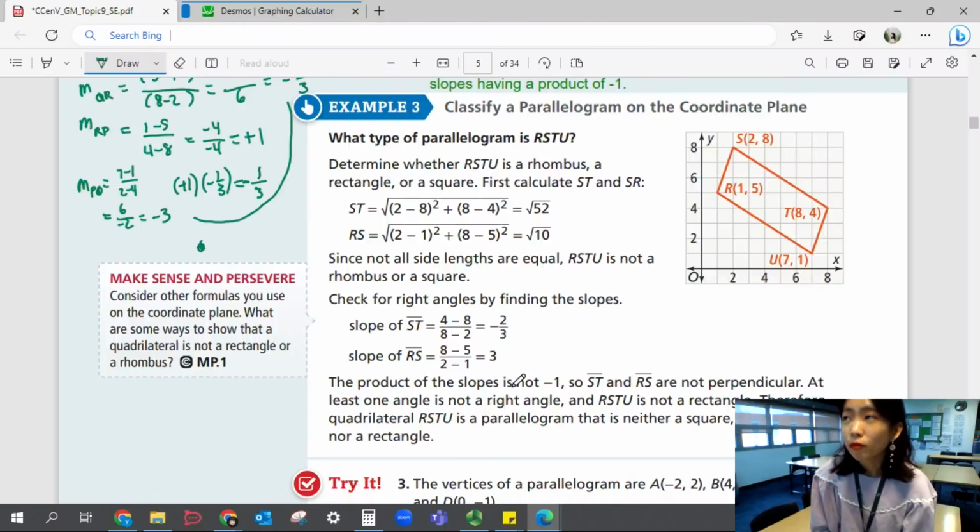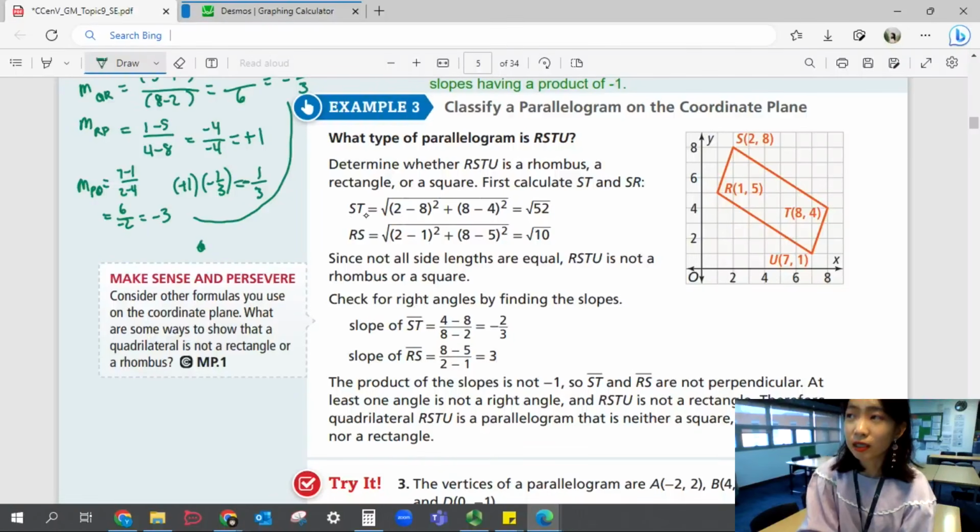So first, we want to determine whether it's a rhombus, a rectangle, or a square. So we're going to calculate ST and SR to check if the distances are the same. They obviously don't look the same, but you need to be able to prove it with coordinate geometry. So use coordinates in Algebra 1.